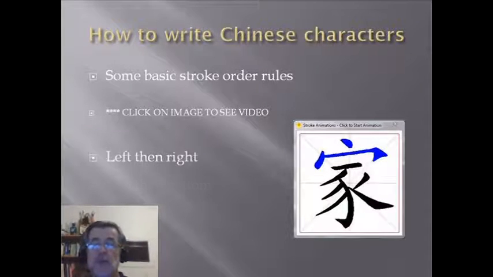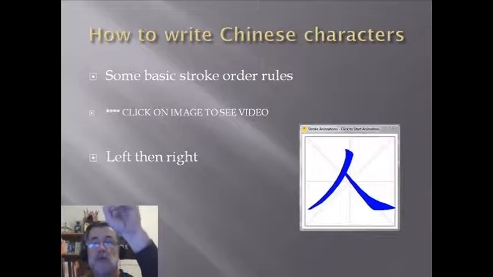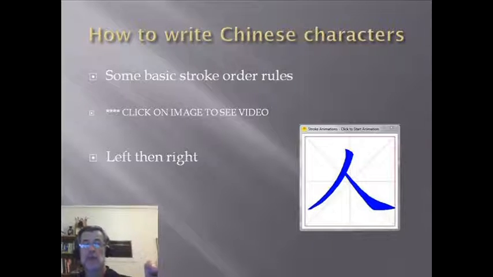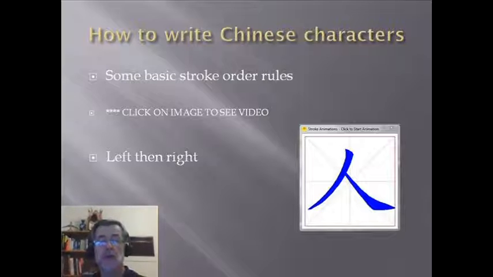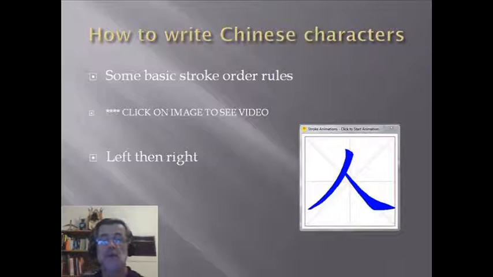Our next rule is left then right. So when you're writing the character Ren, which you should see on your screen at the moment, for example, you start on the left and then you move to the right. Again, if you click on the image of Ren, it will take you to a video that will show you how the character is written. When you're finished, pop back here and we'll do one final rule.